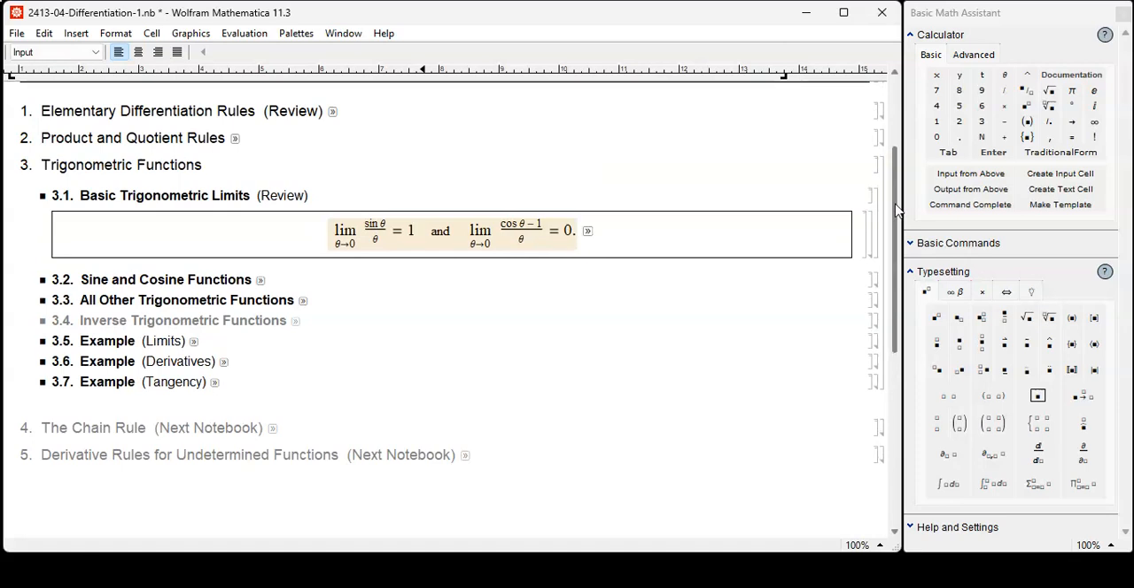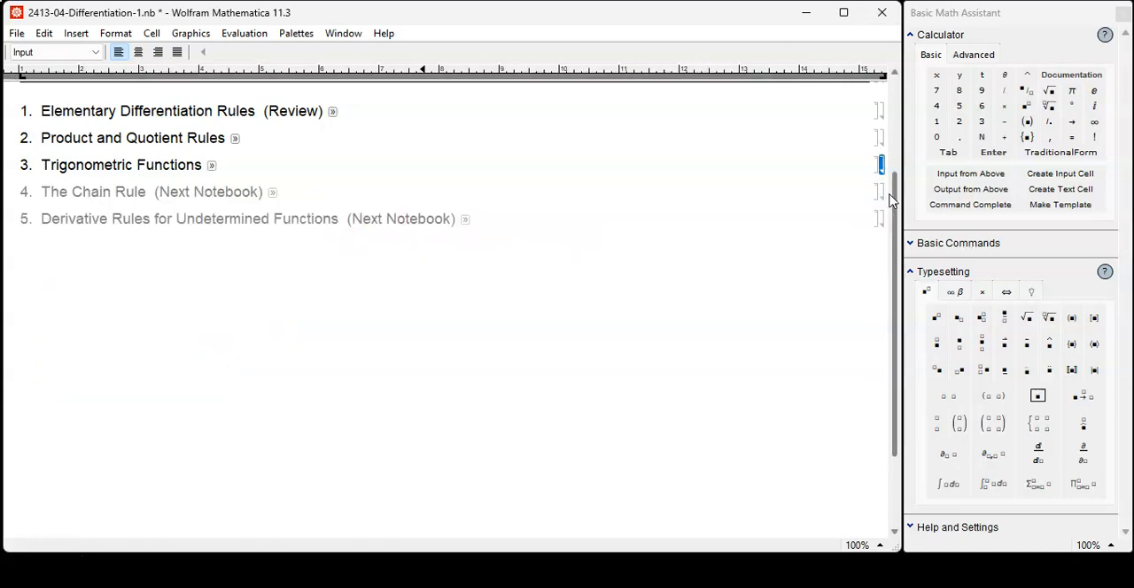Alright, we did some limit problems. How about some derivative problems? Let's do that in the next video.